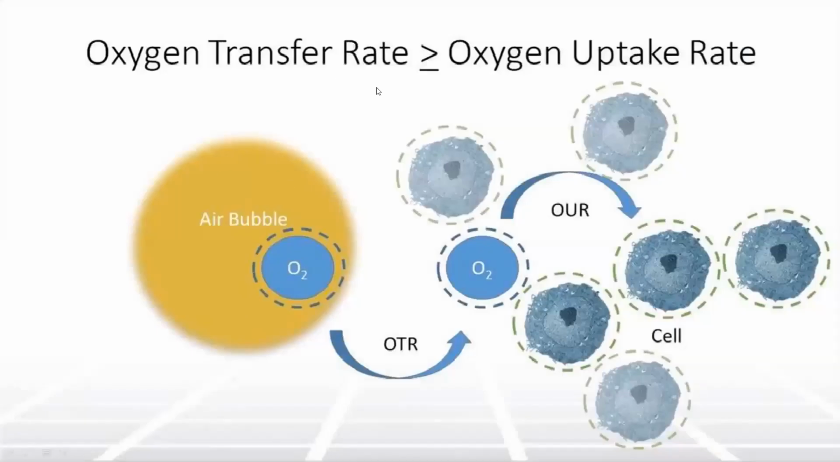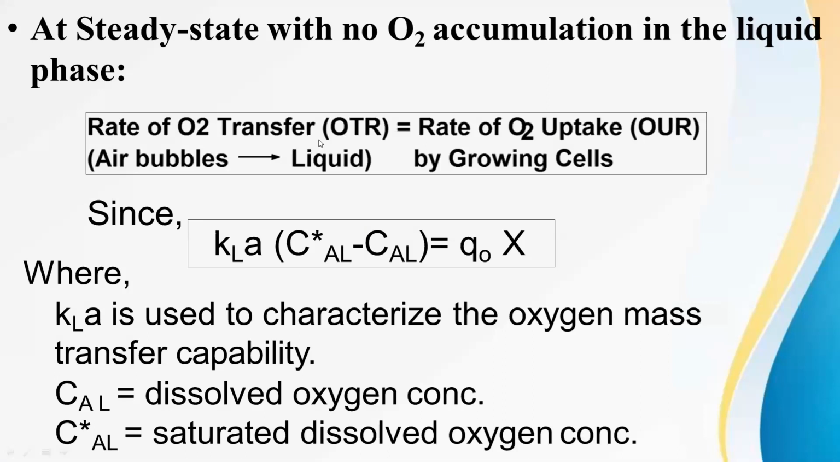Now, we have seen this particular image in that video also. Oxygen transfer rate is greater than or equal to oxygen uptake rate, and at steady state there is no accumulation of oxygen in the liquid phase. And how can we determine the KLA value? So there are different situations. The first is at steady state where there is no accumulation of oxygen in the liquid phase. Okay, that is in the bulk. So the rate of oxygen transfer, OTR, must be equal, at steady state, to the rate of oxygen uptake, that is OUR, by the growing cells.